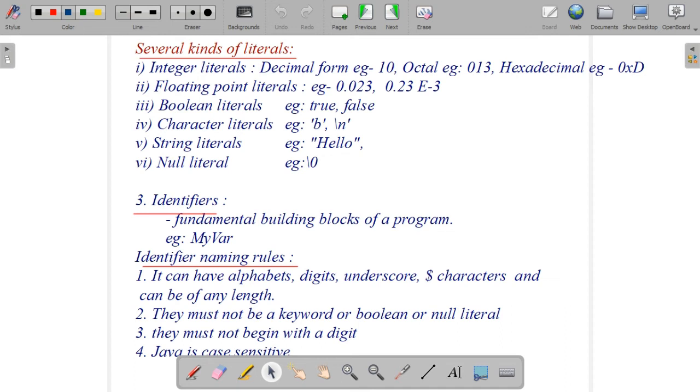Octal means it starts with 0. Hexadecimal means 0x will be there, capital or small x. So the next one is floating point. Okay, next we are moving to the floating point literals.